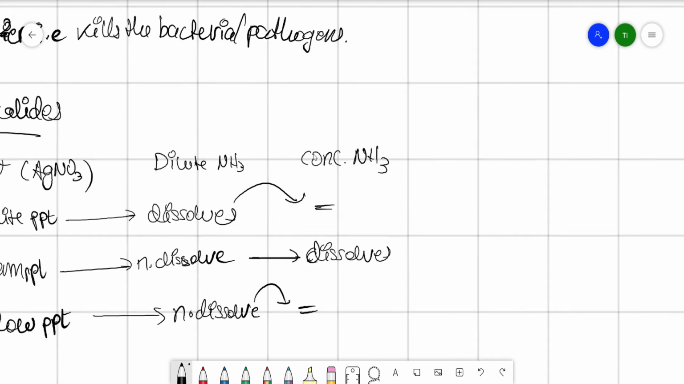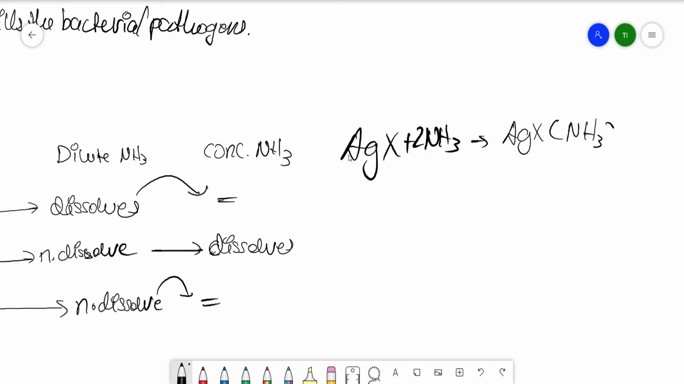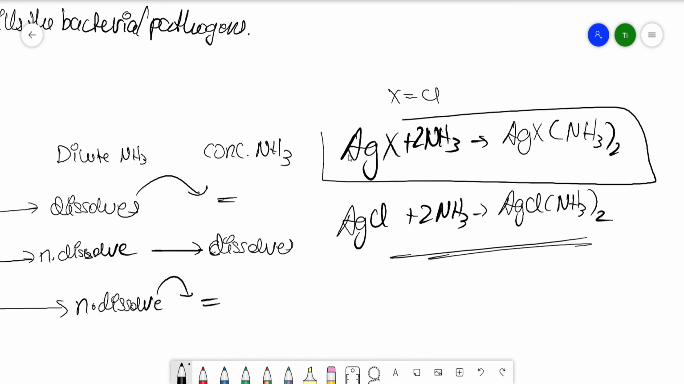And the reaction for the dissolving in NH3 is, so AgX plus 2NH3 gives Ag(NH3)2 X. That's what the equation is. So for instance, if X is equal to Cl, then it'd be AgCl plus 2NH3, which would give you Ag(NH3)2 Cl. Okay, and this is the general equation. Oh wait, apologies. This is the general equation.